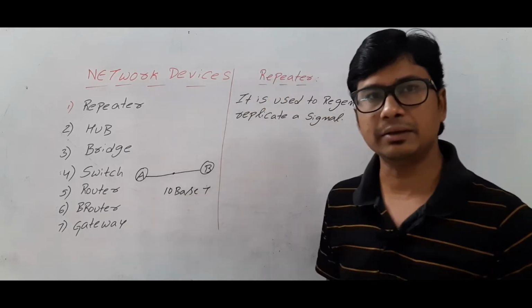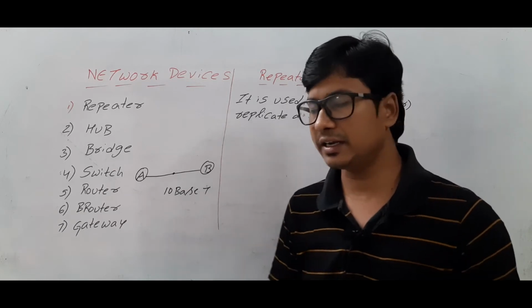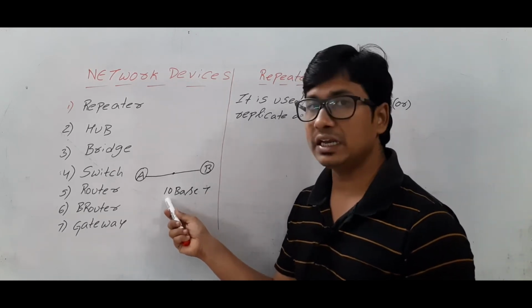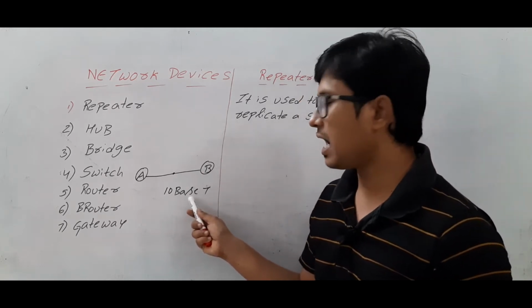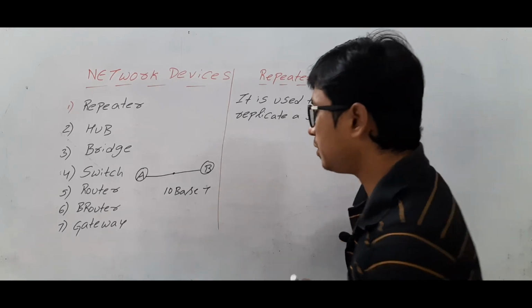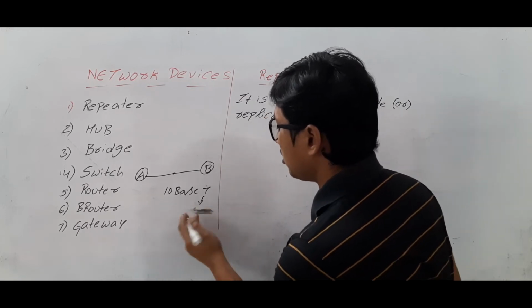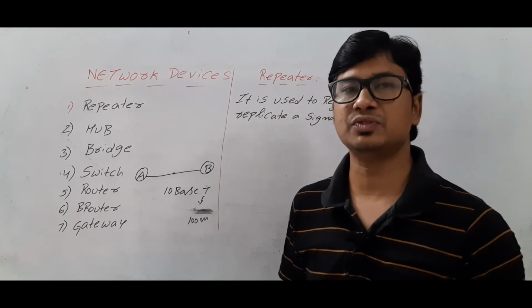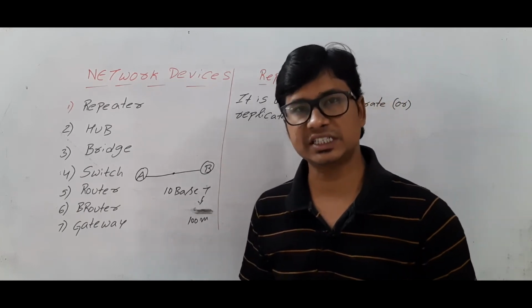What does 10 base T mean? I will discuss cables in detail later, but for your understanding: you have a 10 Mbps speed. Here you have a bandwidth of 10 Mbps, it is a baseband signal, and it will allow up to 100 meters. This is the range of the cable, meaning it can successfully transfer the data up to 100 meters without losing signal strength.